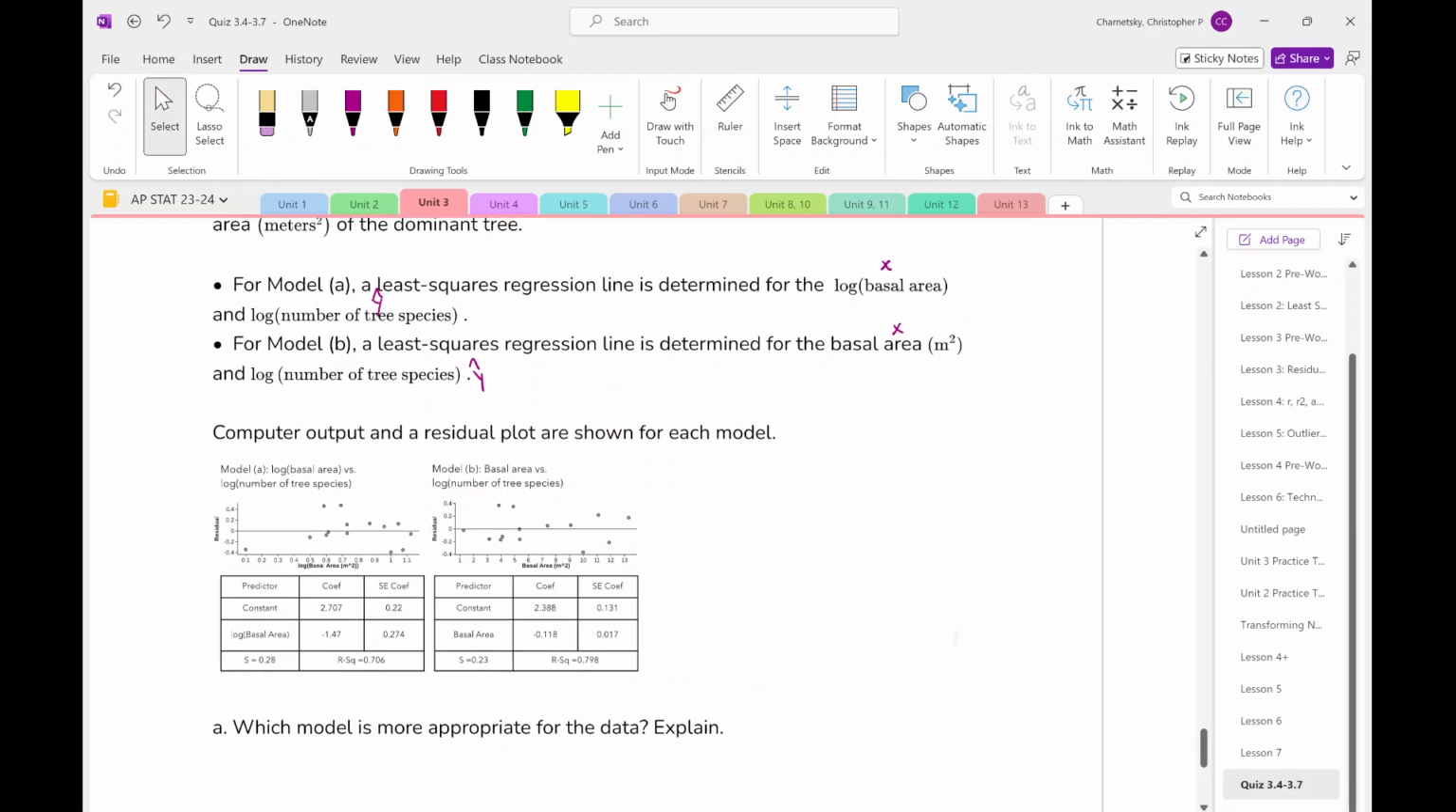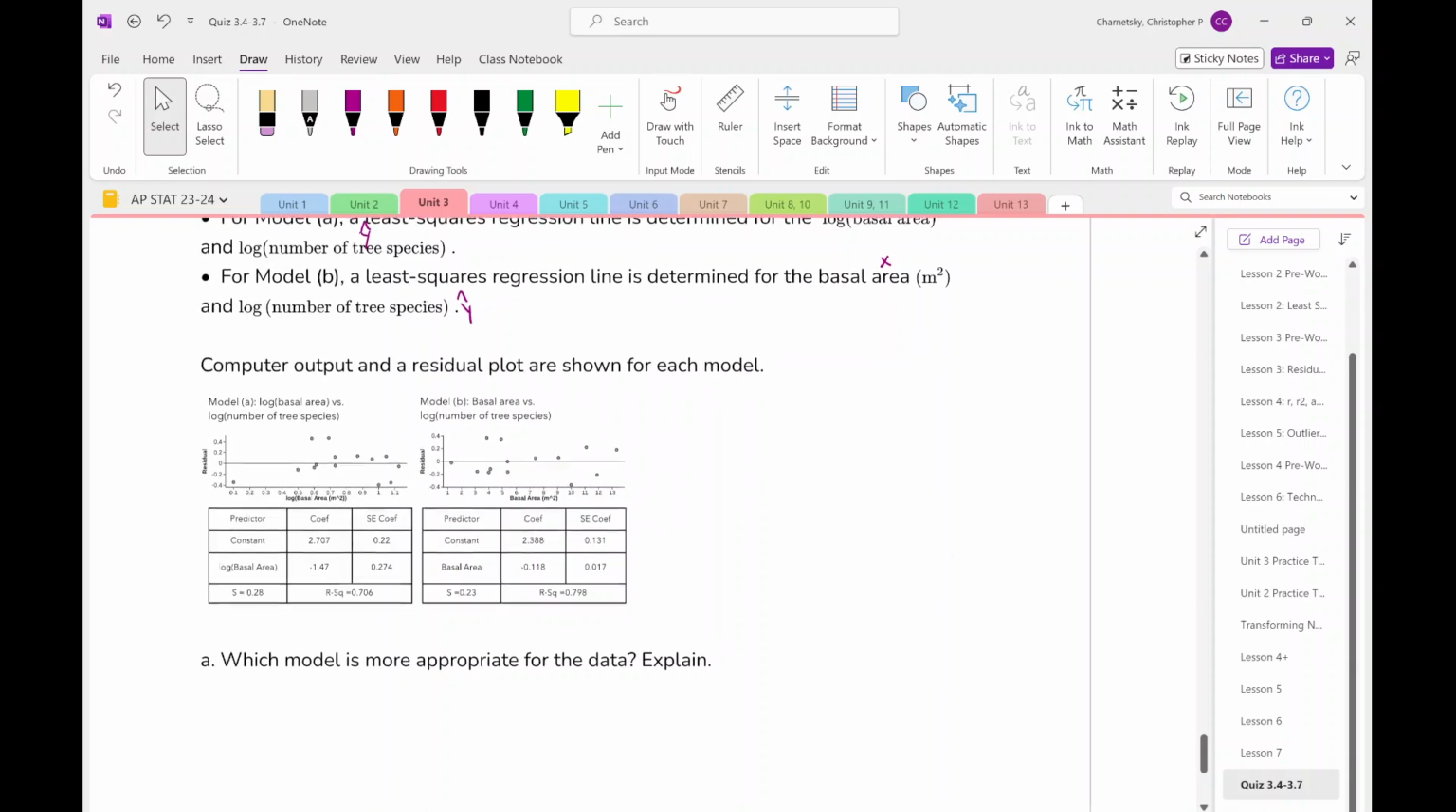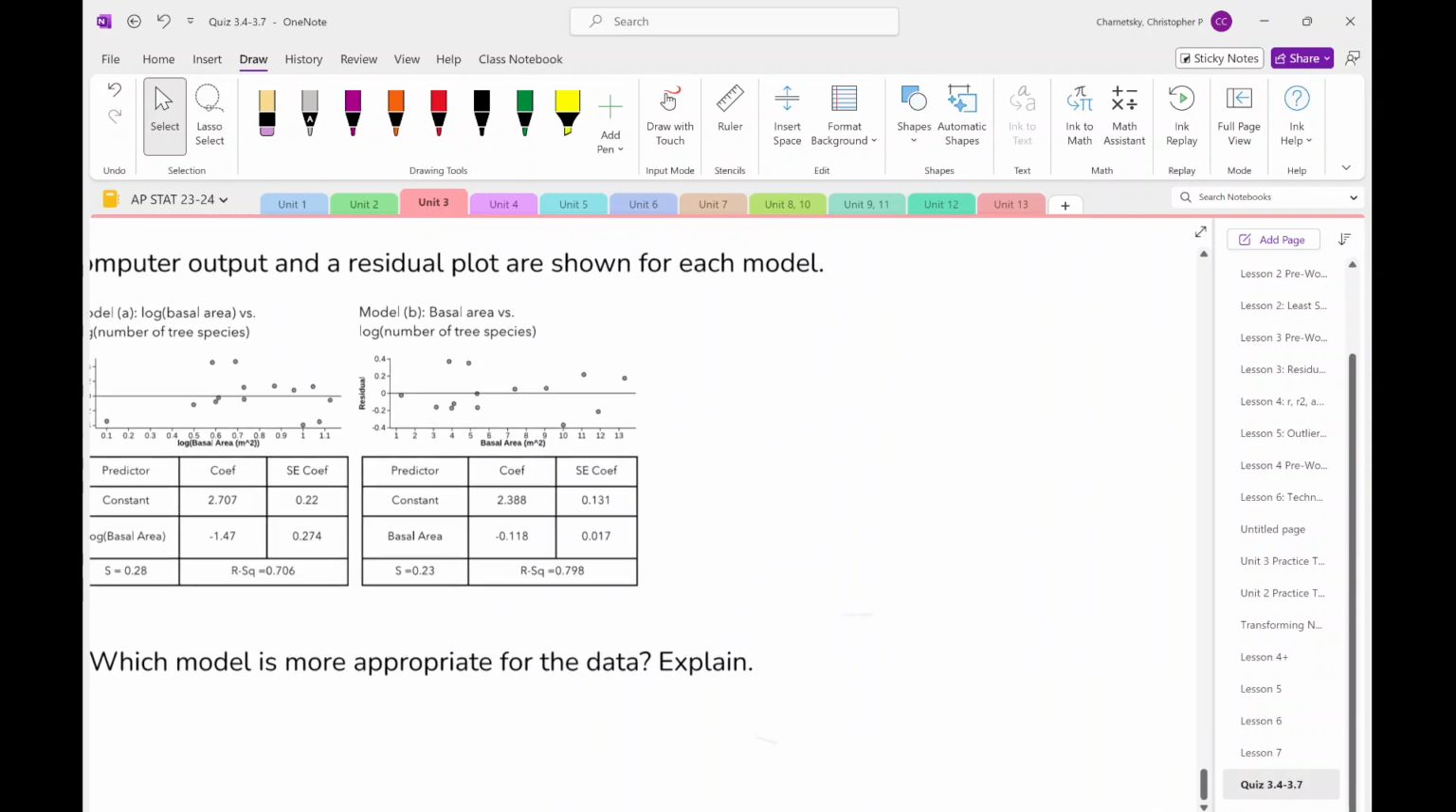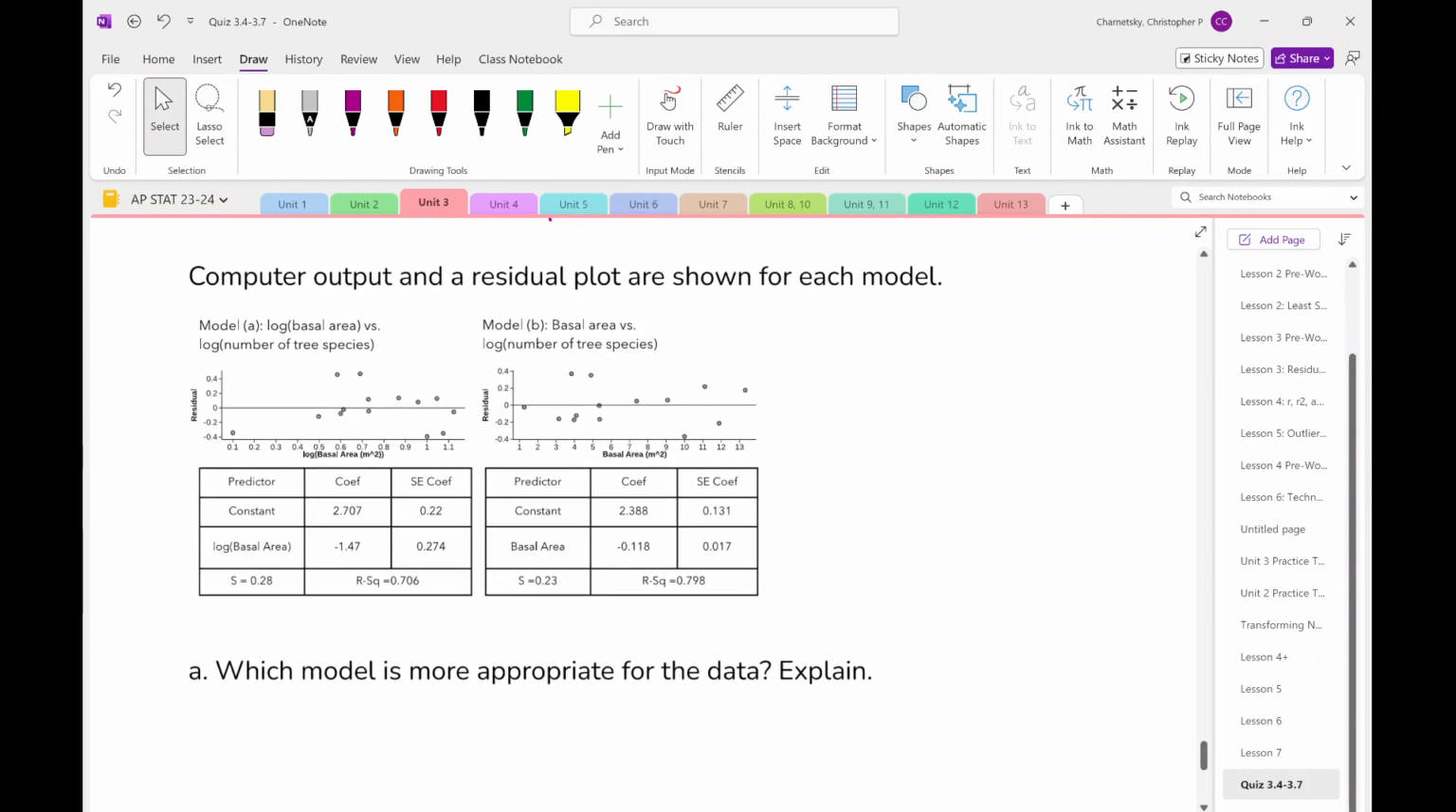Okay. Computer output and a residual plot are shown for each model. So they give us our linear equation. Well, not our linear, but our modified linear equation and our residual plots. So which model is more appropriate? We're going to look at our residual plots and determine which one looks more random. Okay. And they're both fairly random. They're not too bad, but the best one would be Model B in terms of its residual plot.